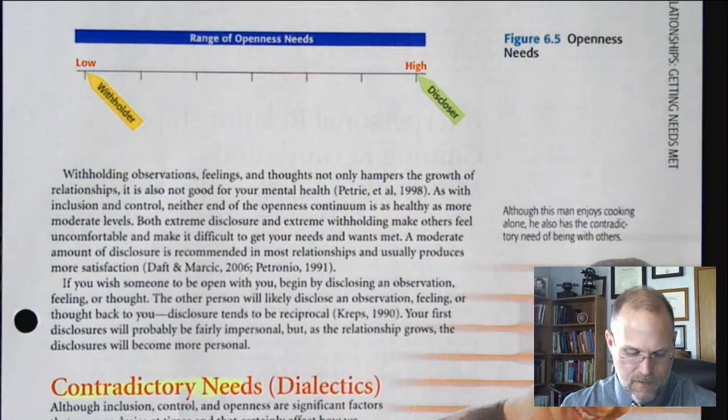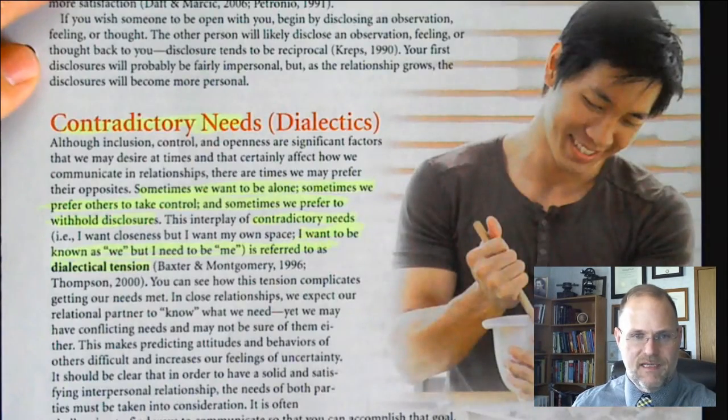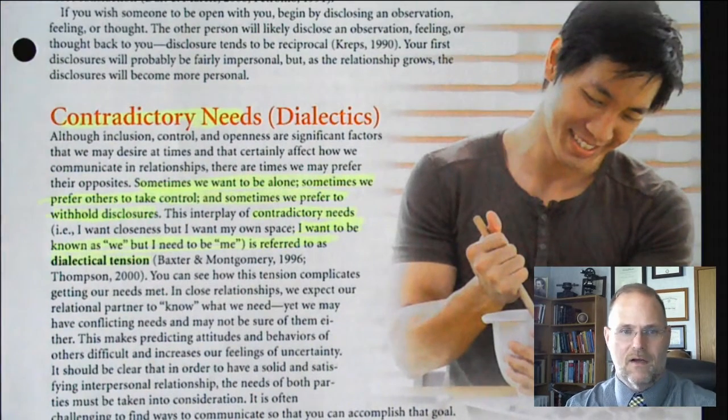All right. So now, as you can see, I'm following the book along. I'm just going to slide up here just because it's here. And that's contradictory needs. And I'm going to read these just because it's easier. Sometimes we want to be alone. Sometimes we prefer others take control. Sometimes we prefer to withhold disclosures, etc. It's called contradictory needs. Here, I like this line. It says, I want to be known as we, but I need to be me. That's dialectical tension.